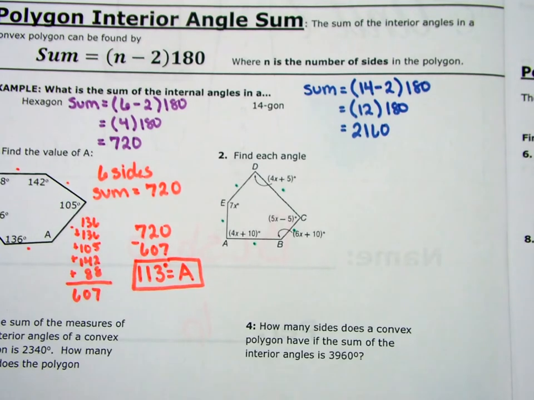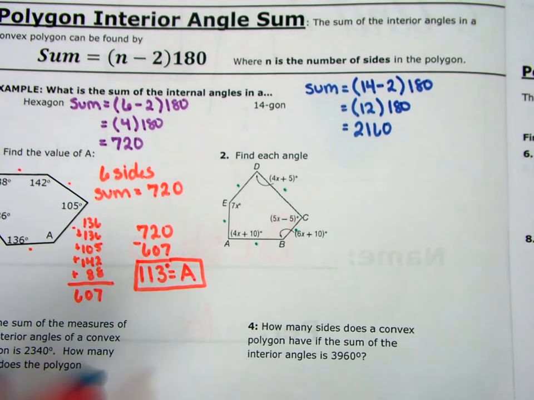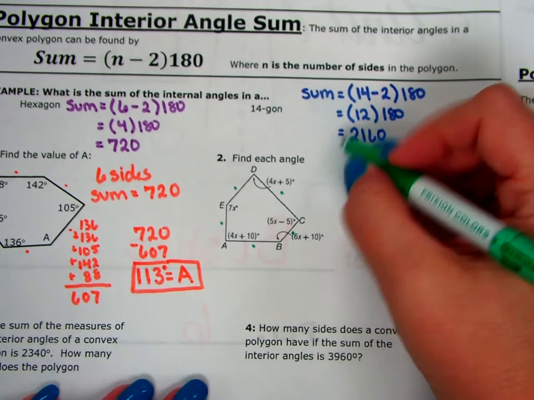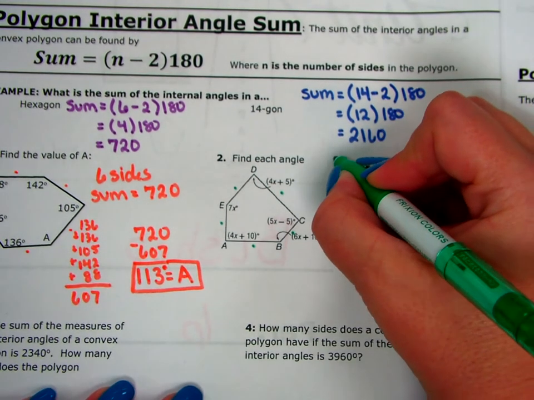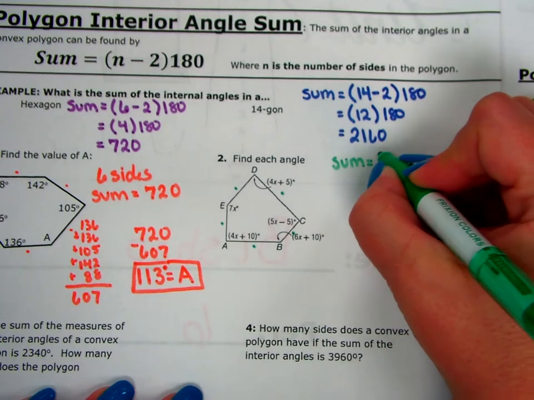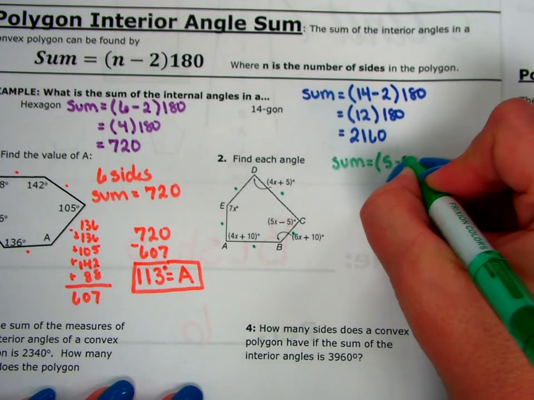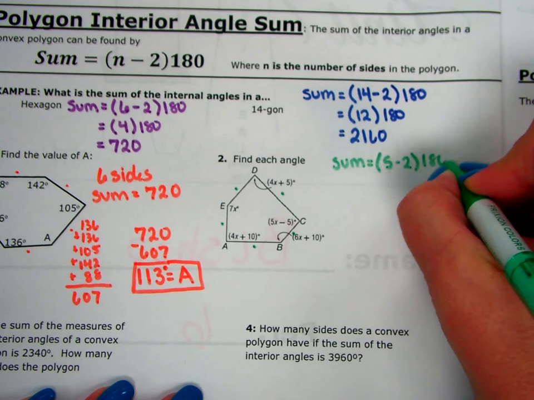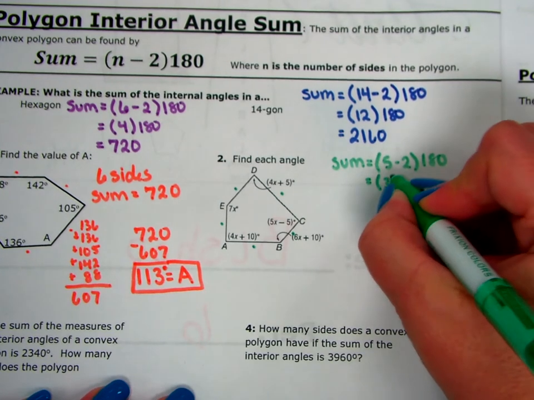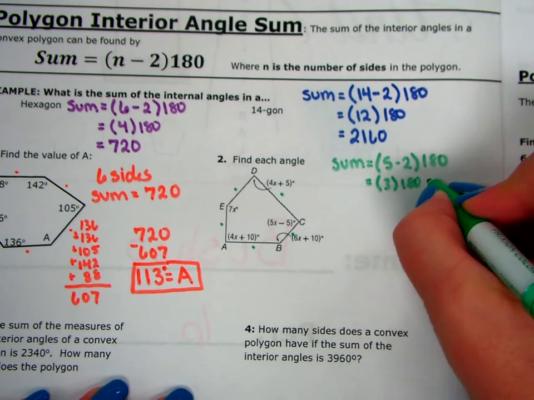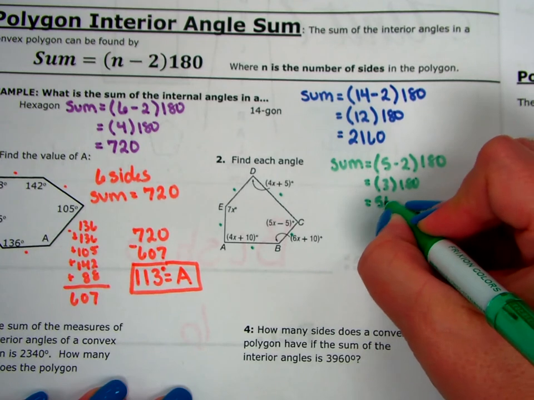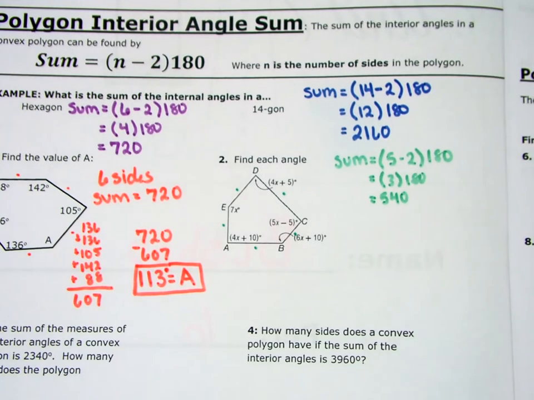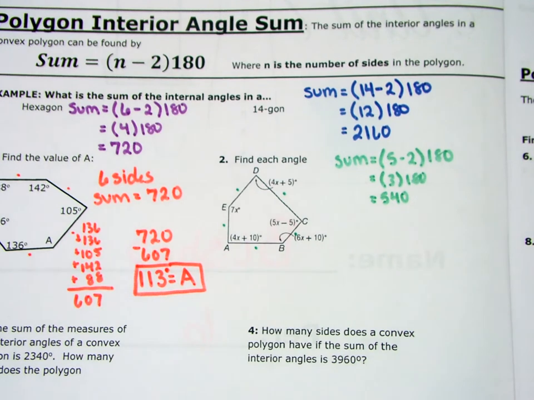5. Everybody already yelled it out. So my sum is going to be 5 minus 2 times 180. 540. So that means if I add all those angles together, they're going to add up to equal 540 degrees.